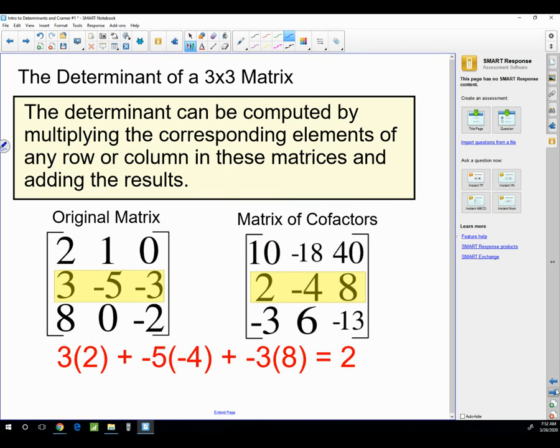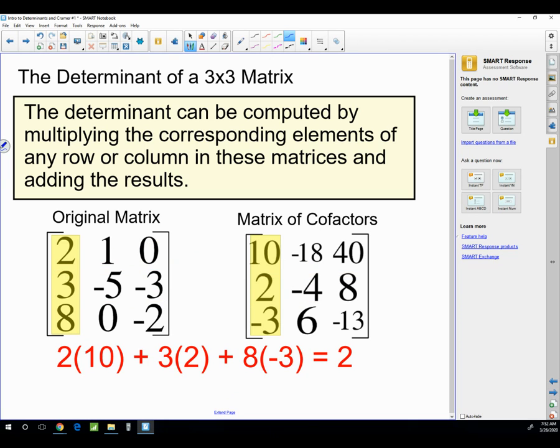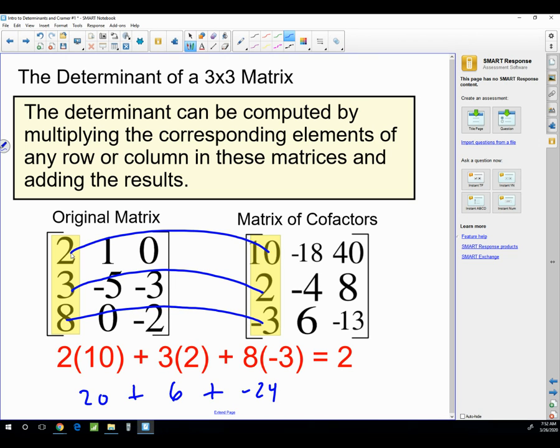Let's do another row. Okay. 3 times 2 is 6. -5 times -4 is 20. -3 times 8 is -24. So those two make 26, and a -24 make +2. Any row, any column. Let's do a column, I believe, next. Yeah. All right, 2 times 10 is 20, plus 3 times 2 is 6, plus 8 times -3 is -24. Kind of got some of the same numbers there. Let's do one more.